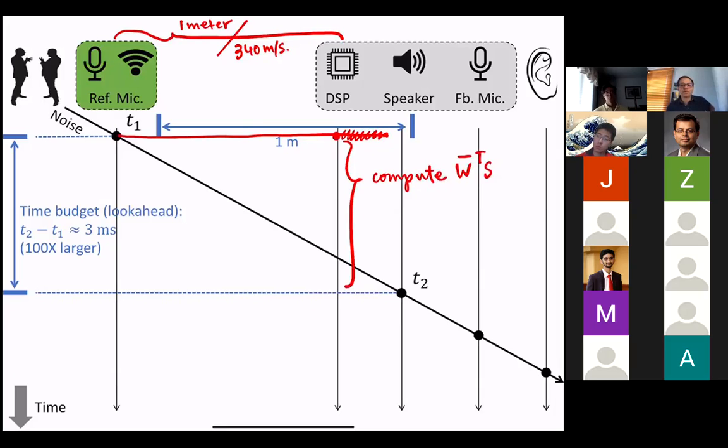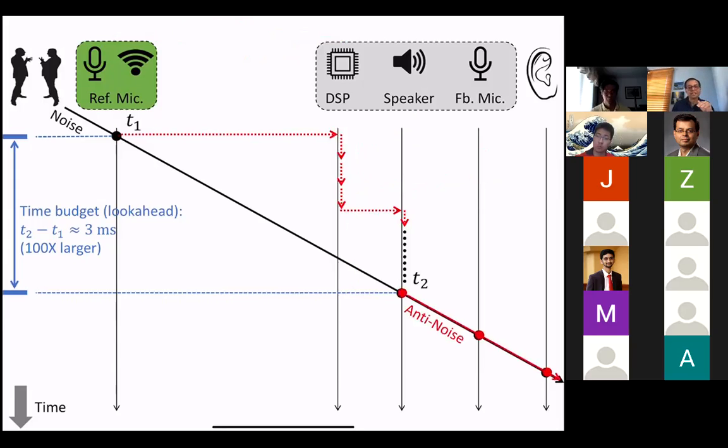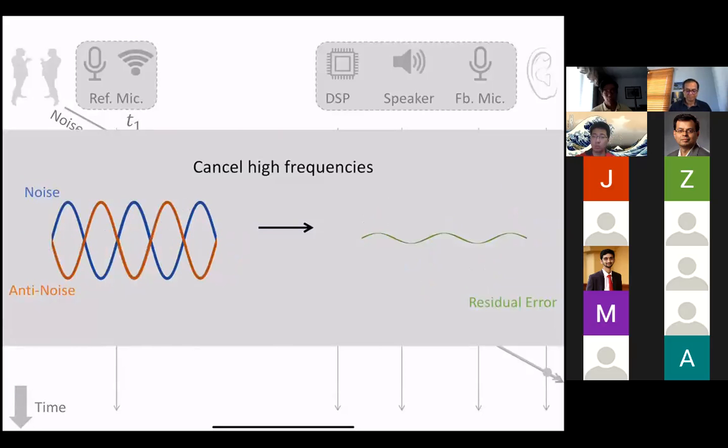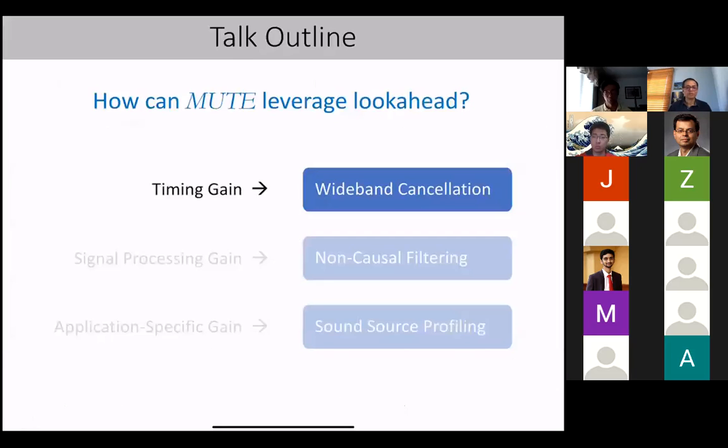And therefore, it can very much not miss the deadline. And therefore, the anti-noise and the sound would go together. It'll cancel across the whole bandwidth. Make sense? Very good. That was wideband cancellation. Maybe I should just talk about these two at an intuitive level.